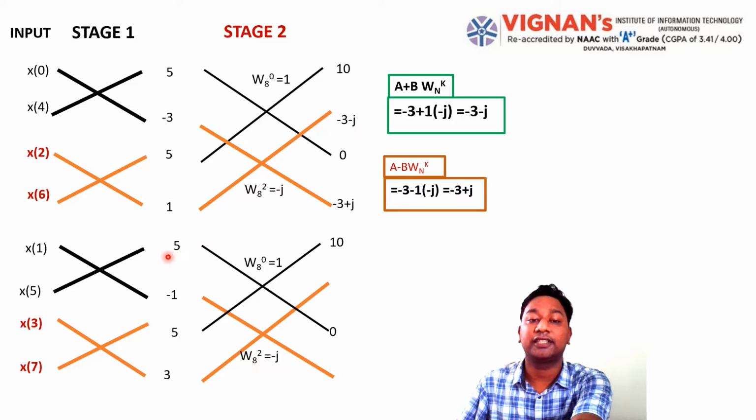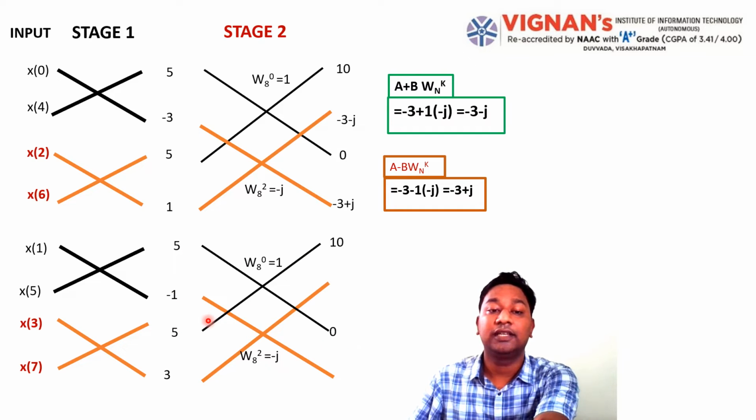So the first one is simple addition and subtraction. 5 plus 5 is 10, 5 minus 5 is 0. Similarly minus 1 minus 3j and minus 1 plus 3j. So here the input values are minus 1 and plus 3. So we will get minus 1 plus 3 into minus j, that is minus 3 minus j. Similarly a minus b omega to the power k equal to minus 3 minus 1 into minus j, that is minus 3 plus j. So the output of the stage 2 is 10, minus 3 minus j, 0, minus 3 plus j, 10, minus 1 minus 3j, 0, minus 1 plus 3j.